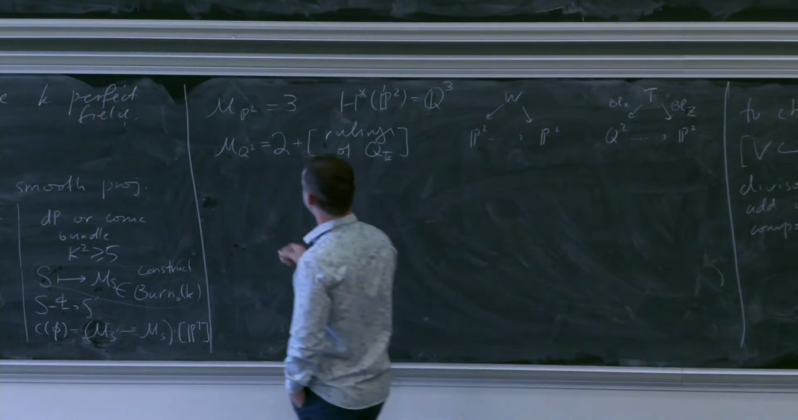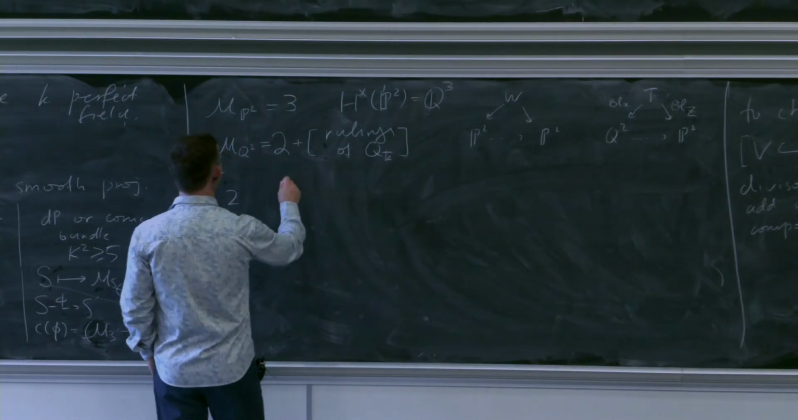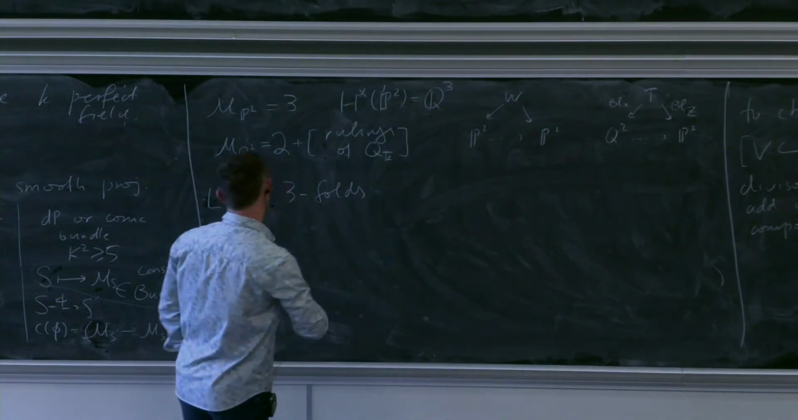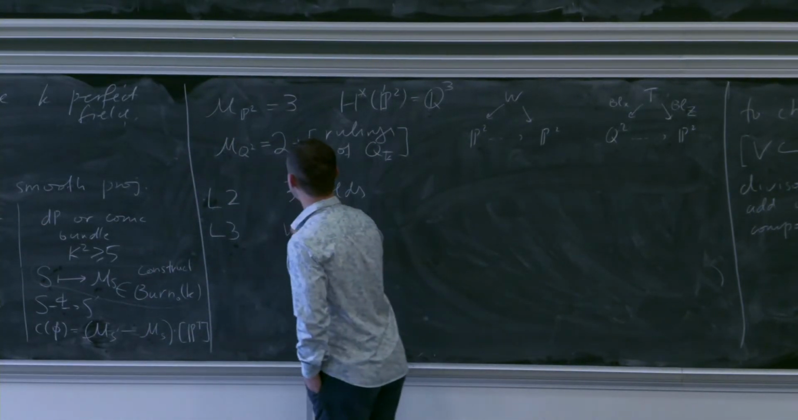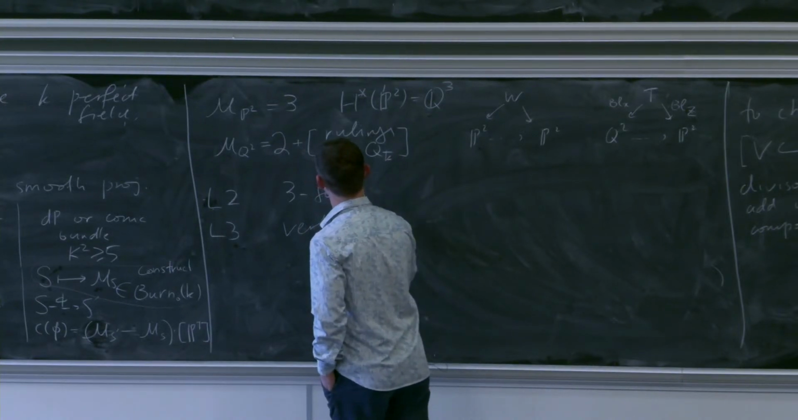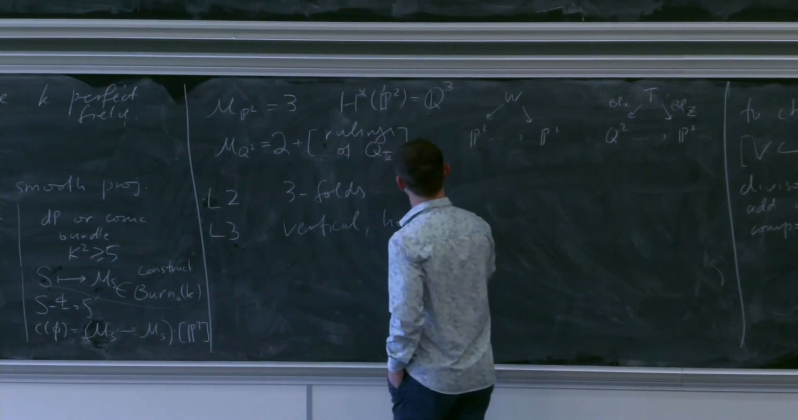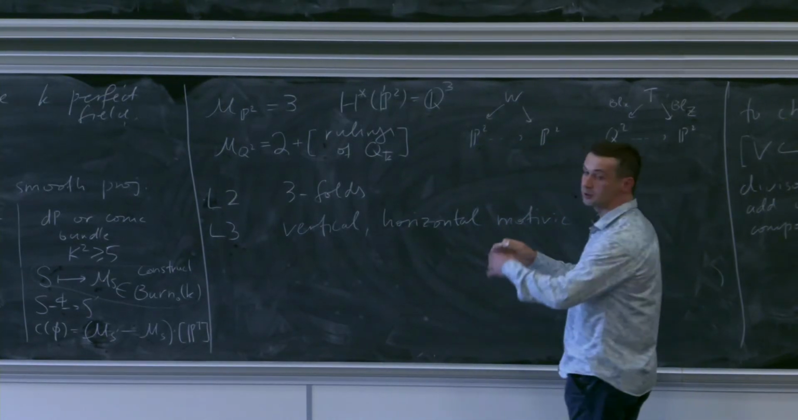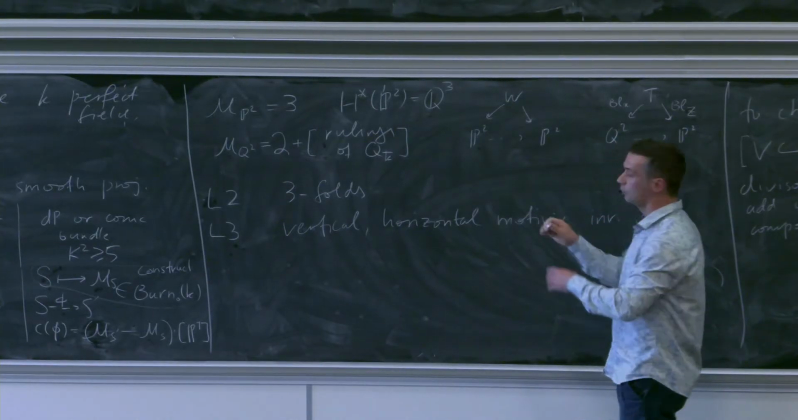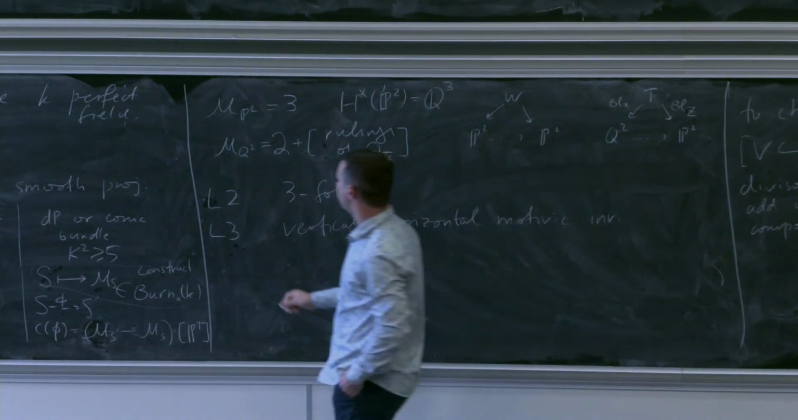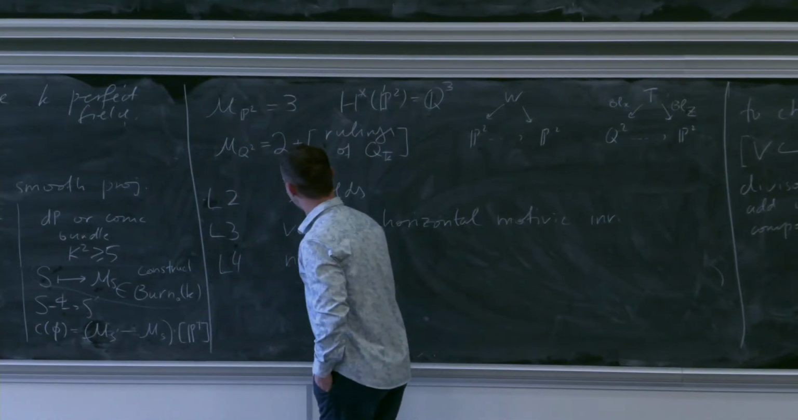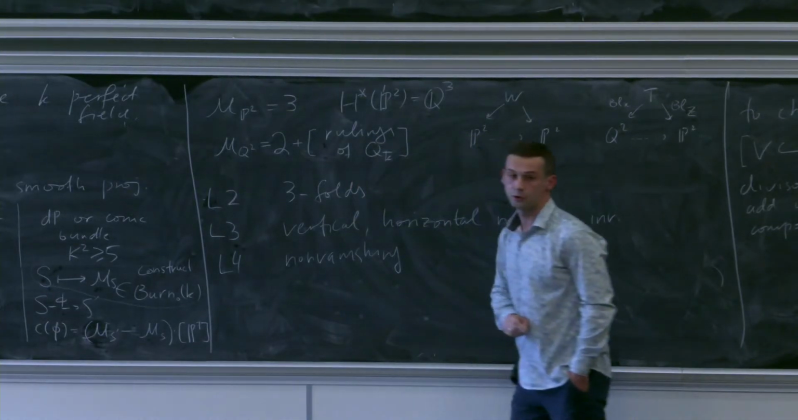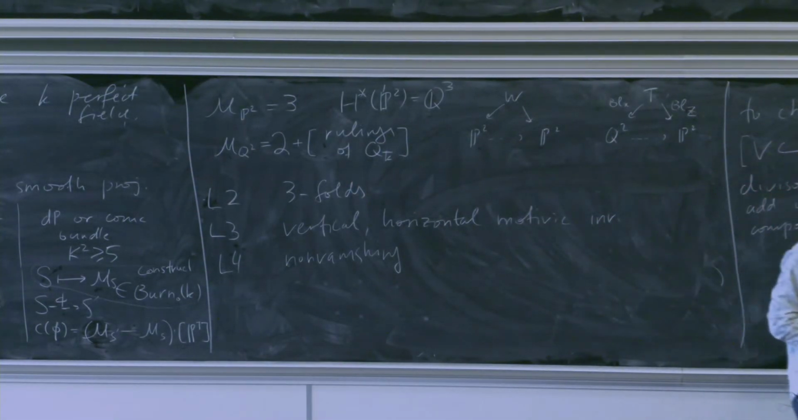So, maybe I'll just tell you what I'll do in the next lectures. Lecture 2, we'll do threefolds, as I said, so we'll be looking at vanishing and non-vanishing for threefolds. In lecture 3, I'll introduce vertical and horizontal invariants. When we have a fibration over a base, we can split the invariants into vertical and horizontal parts. And finally, in lecture 4, I'll explain some new non-vanishing results using these vertical and horizontal invariants. And that's it. Thank you.